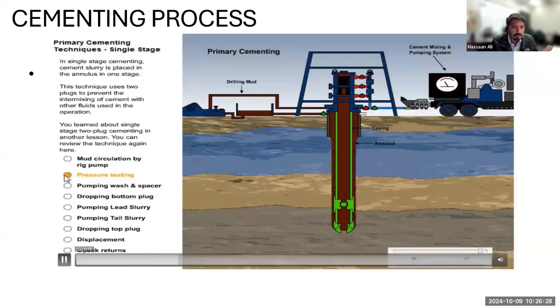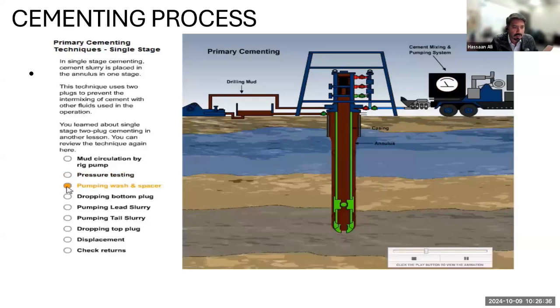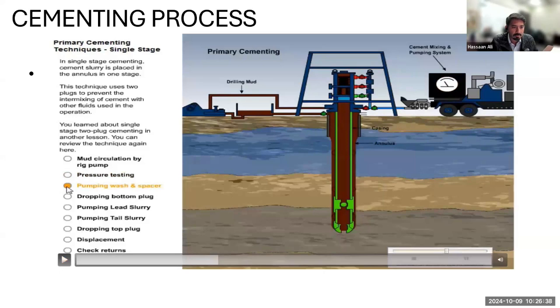And once that is done, we move to the next phase, which is called pumping wash and spacer. What happens there is that water and chemical will be pumped into the well, which you can see right over here. This is at the top, on the right over the mud, you have water and the spacer. Then we will open this gate right over here, and we will drop what we call a bottom plug. So this is the bottom plug. It will be dropped through the casing.